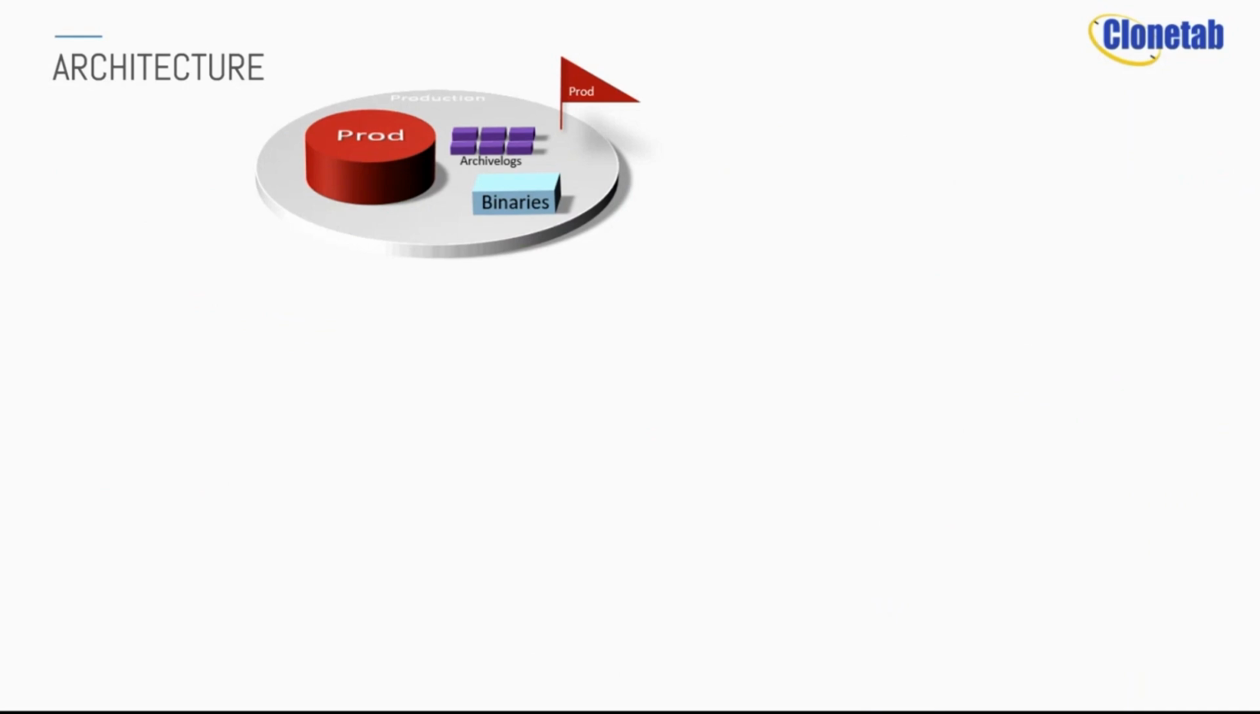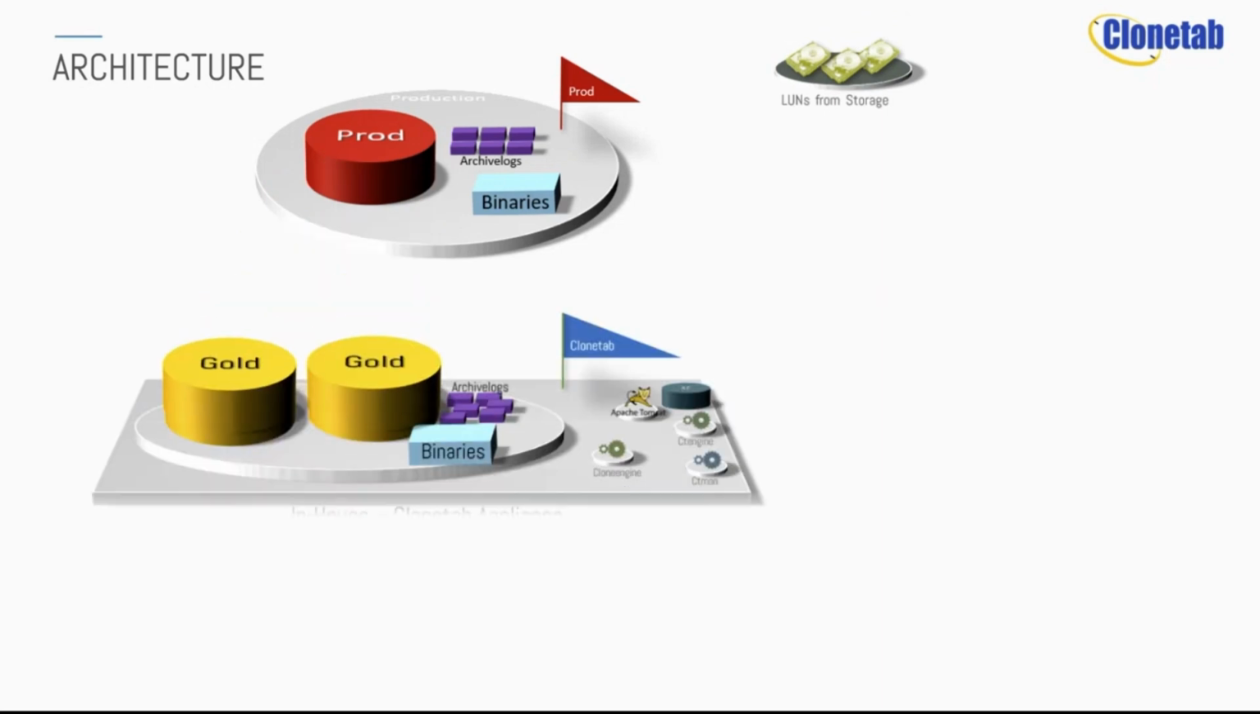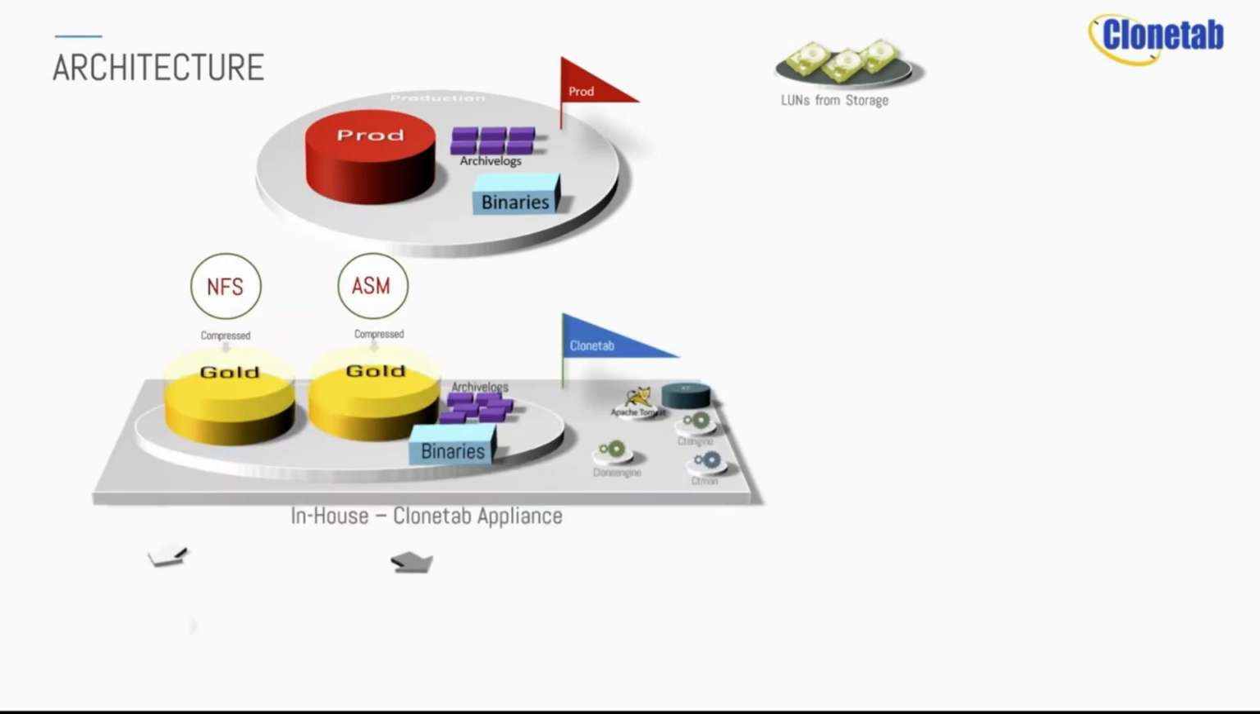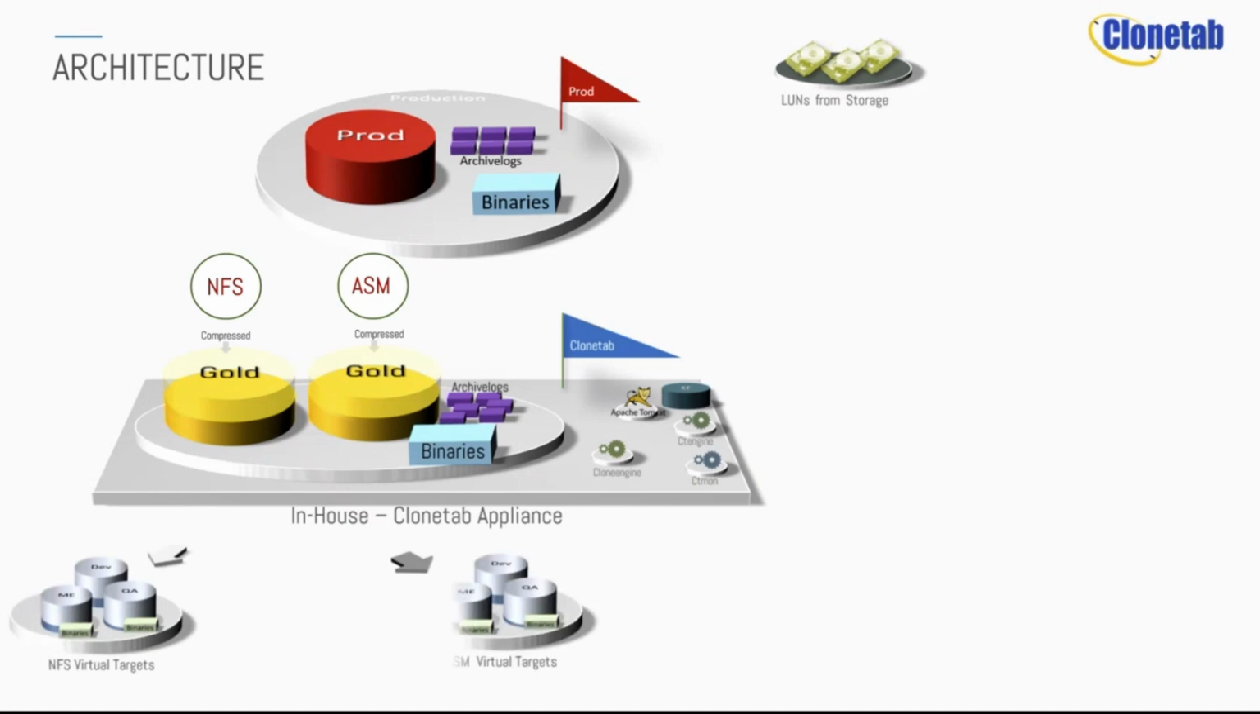The same thing when it comes to mix. Say, for example, you have ExaCS or rack environments. Some of them are rack and some are non-rack. So we can maintain multiple copies: one copy for the ASM file system, another copy for the non-ASM file system. So the Clonetab appliance will take care of that.